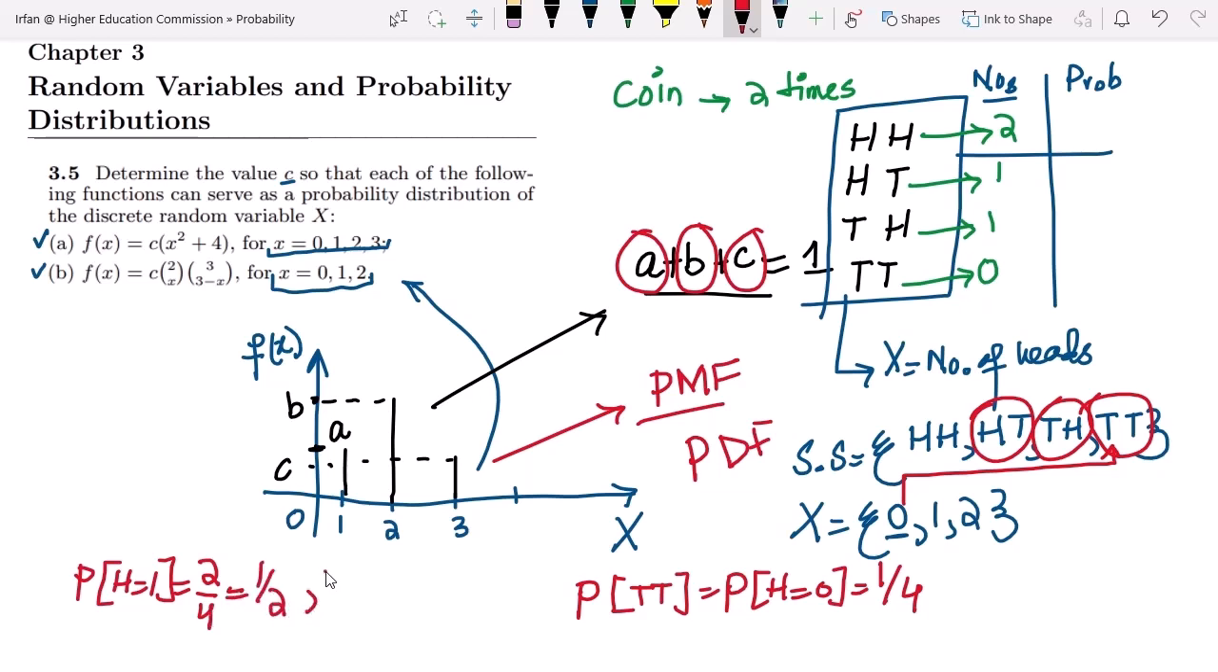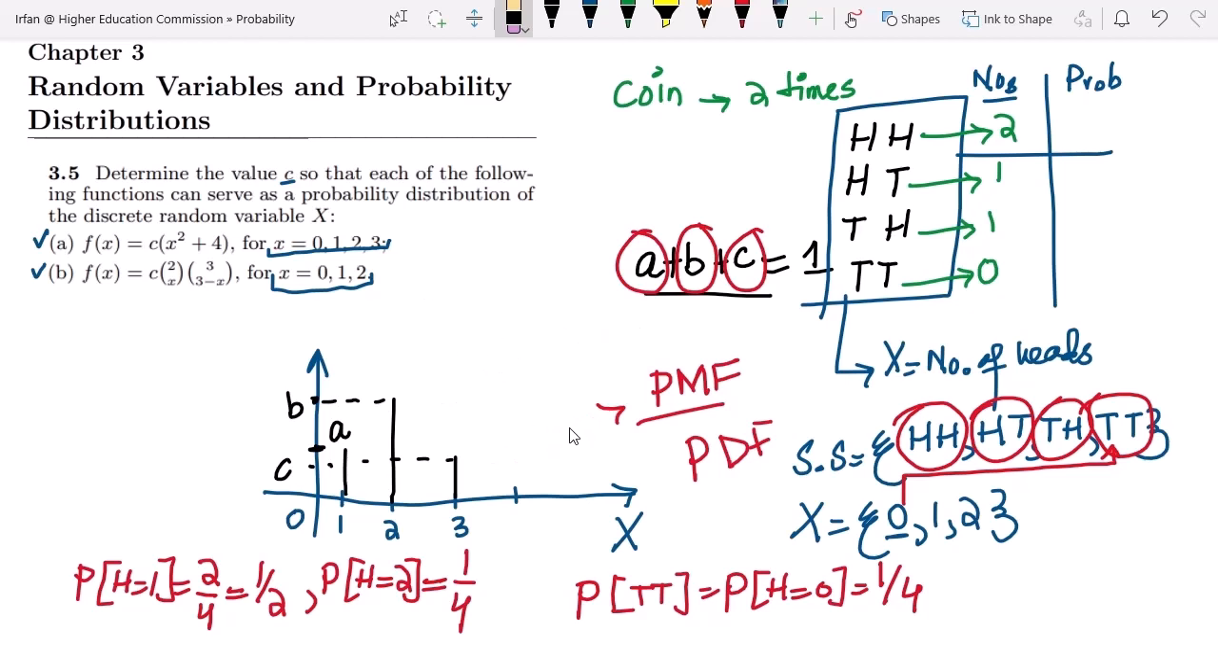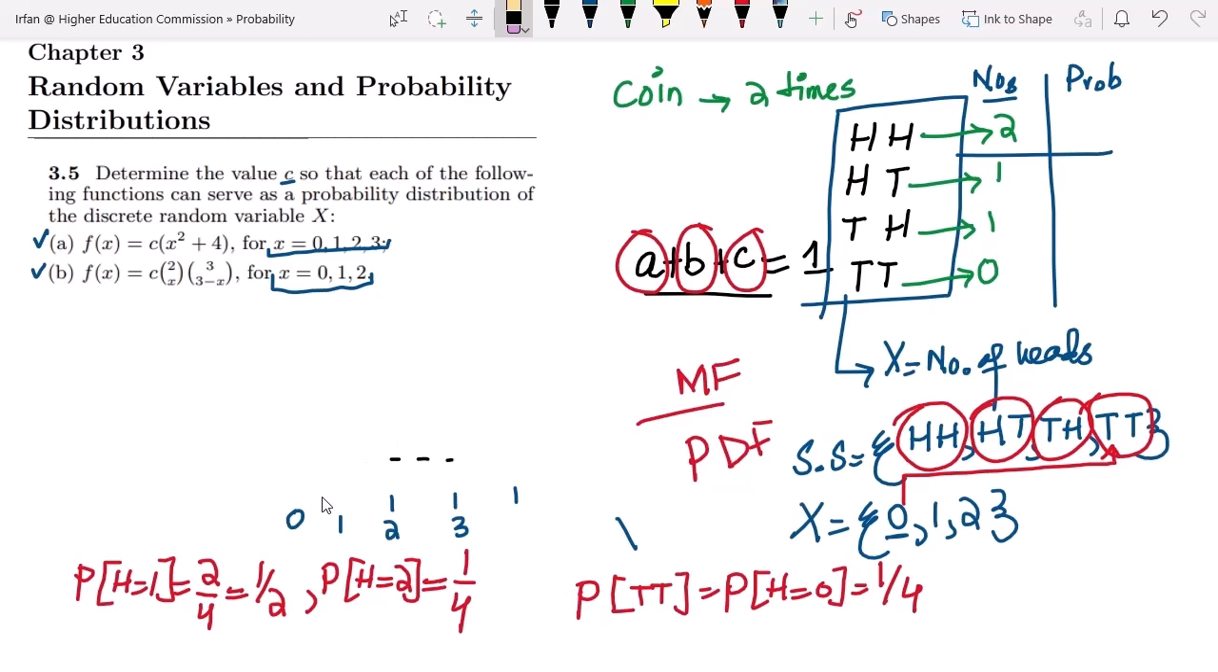Okay, and similarly the probability of the heads equal to 2. The number of elements which satisfy the condition in which heads is equal to 2 is only 1, and then the total number of elements. So here I will get 1 over 4. Okay, so writing them all here, let me use this one for the problem which we are dealing with now.